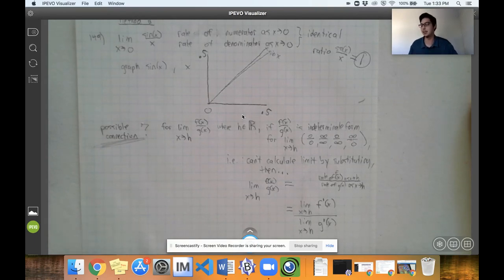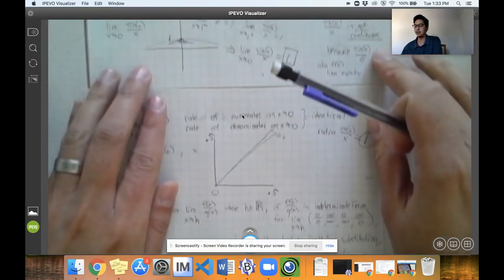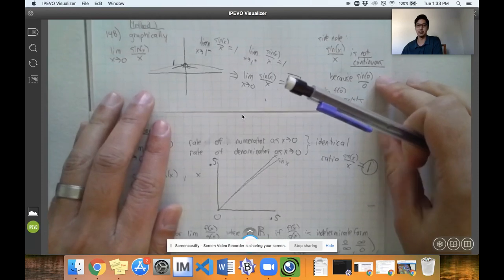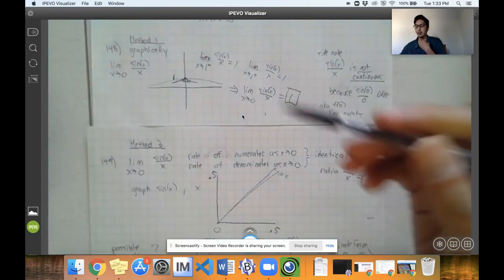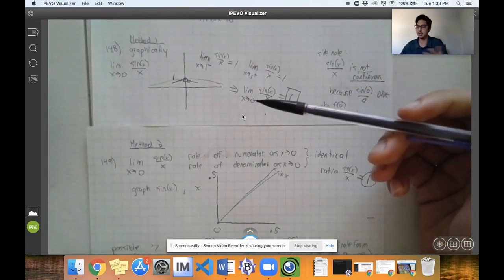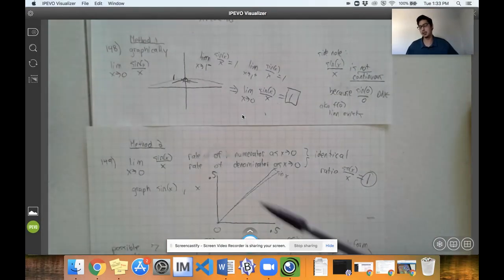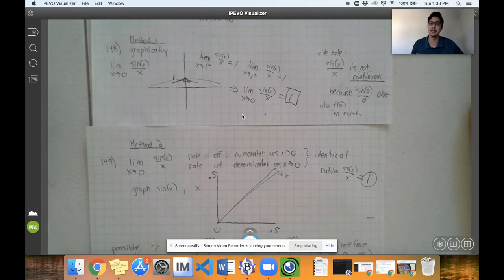But for this lesson, you have your two methods. Method one, graphically, very nice method, probably the easiest method, and method two, which is looking at the rates of each function as that limit approaches whatever value you're looking at. But that observation is key to what you're going to see in the next video.